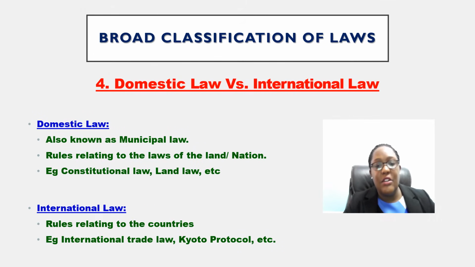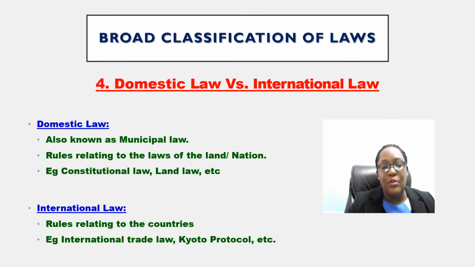The other broad categorization, the last one that we usually look at, is that a law is either a domestic law or an international law. So domestic laws are the laws within a country. In fact, they're sometimes called municipal laws. Within a nation, what are the laws in Uganda? Constitutional law, contract law, land law, all those laws that affect the play of things in Uganda, those are called domestic laws. International laws, on the other hand, are the laws that concern other countries, the relationship with other countries.